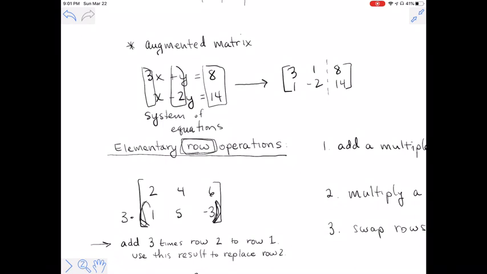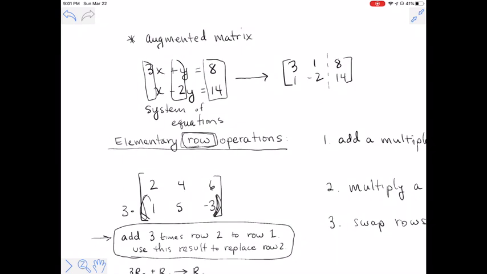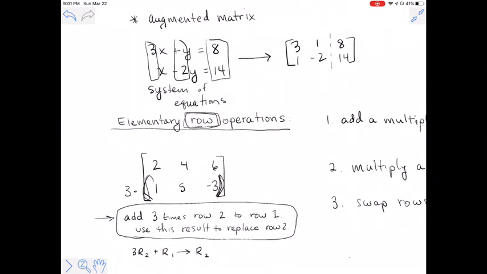Now you're not going to see row operations written out explicitly like this in this form with words. You're going to see the same row operation written symbolically like this is how it's going to be described. 3 times row 2 added to row 1, that's going to replace row 2.